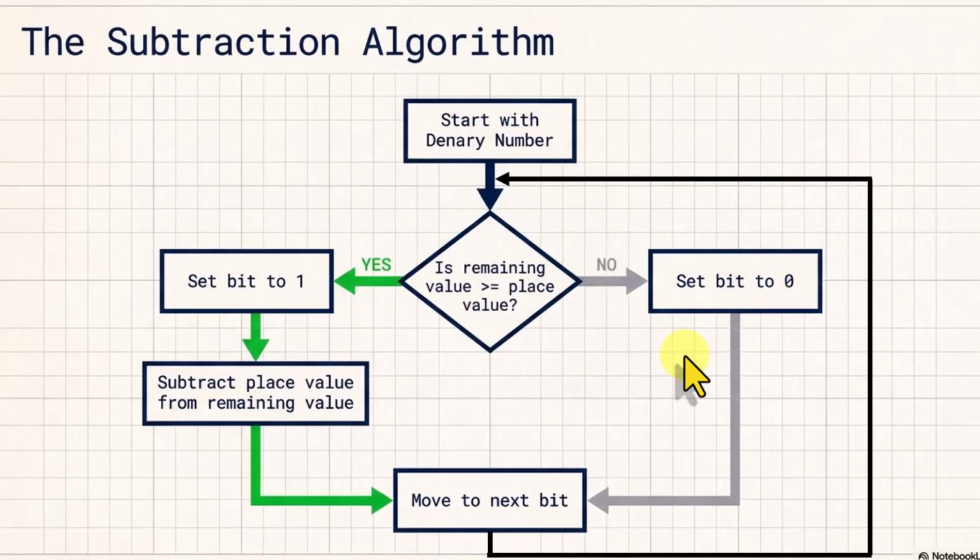The subtraction algorithm: start with the denary number, then check whether the remaining value is larger than or equal to the place value we are deciding about. If it is, we set the bit to 1, subtract the place value from the remaining value, and move to the next bit. If it is not, set the bit to 0, no subtraction, and move to the next bit, repeating the same thing. So it is very easy to change denary to binary or binary to denary. Practice a lot.